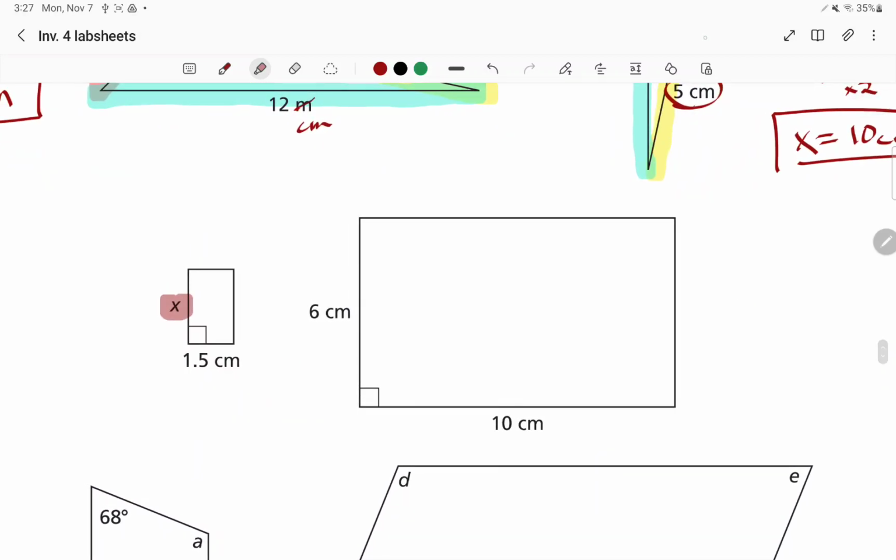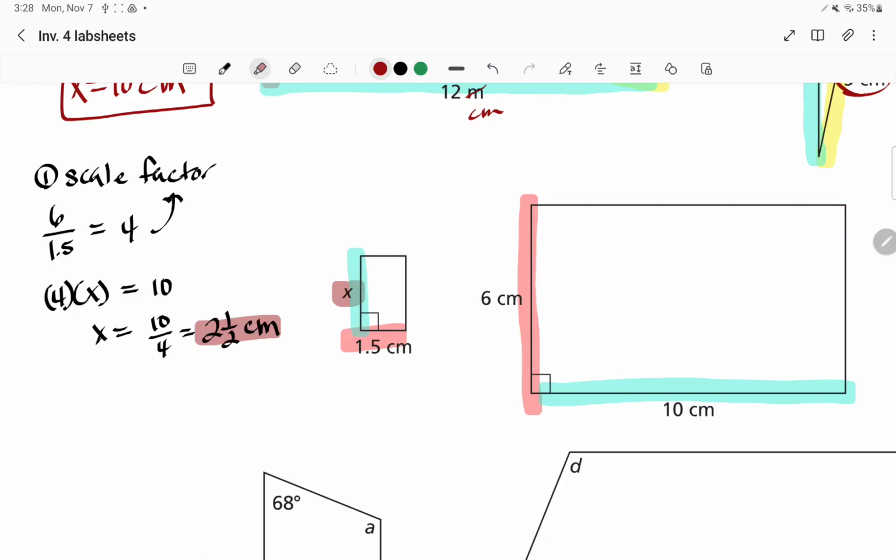Okay, so check your work, see how you did. I went ahead and identified corresponding sides using the different colored highlighters. This is tricky. Remember, shorter sides are always going to correspond with each other. So 1.5 and 6 centimeters, those are your corresponding sides. Then for the scale factor, I just set up 6 over 1.5, and 4 is my scale factor.